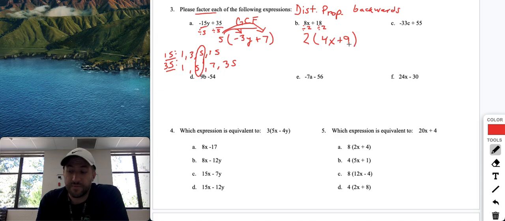Perfect. Now let me go check and make sure I did it right. 2 times 4x, that gives me 8x. Perfect. 2 times 9, that gives me 18. Plus 18. That's perfect. I did it correctly. That's great. Let's look at the next one.